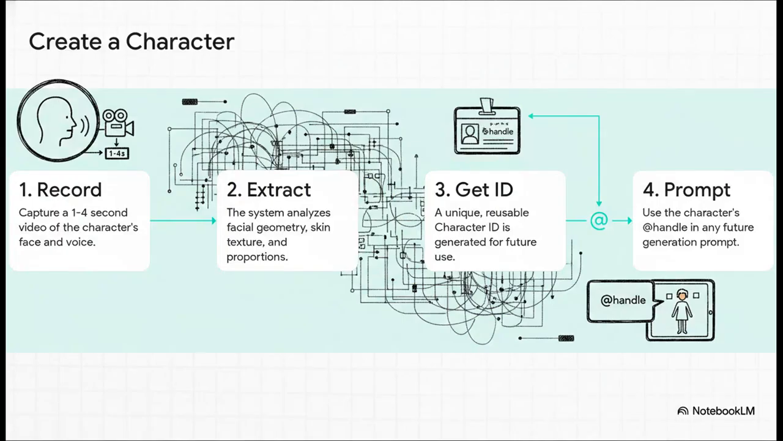And the best part is, the process for actually doing this is incredibly simple. You just record a super short video, like 1 to 4 seconds, of someone's face and voice. The system does all the heavy lifting, analyzing everything, and then it spits out a unique character ID. From then on, you can just pop that character's @handle into any prompt you write. It literally turns a person's likeness into a reusable digital asset.